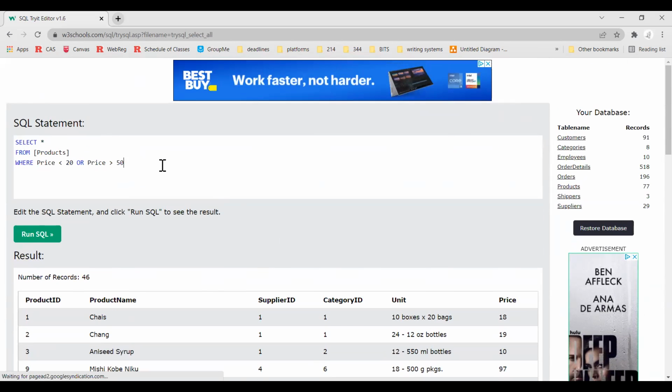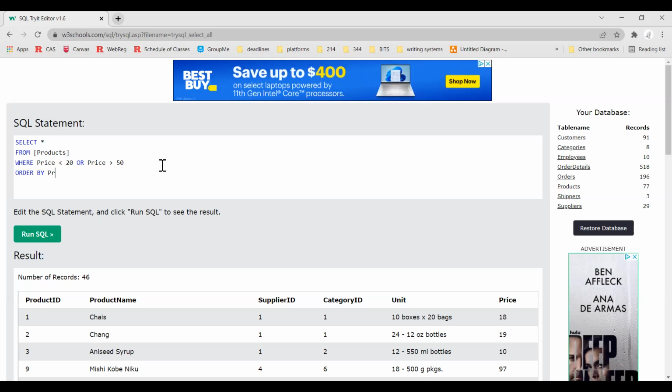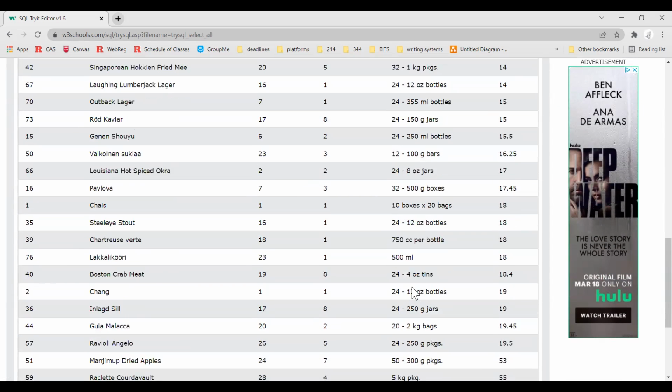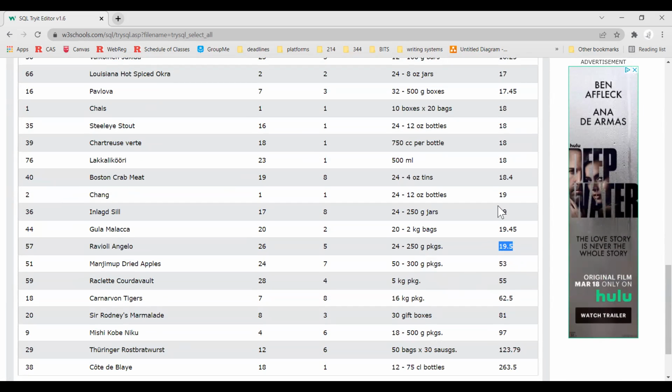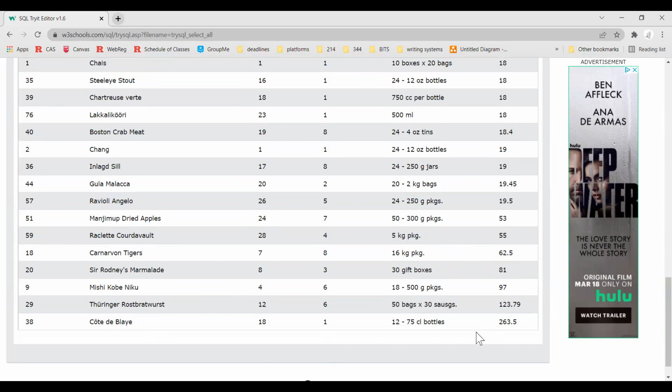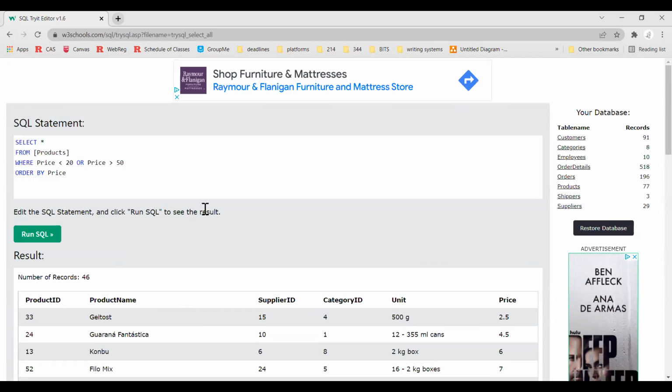And make it easier on ourselves, we can sort by the price. All right. So now we can see the cutoff here. So all of these are less than 20, and all of these are greater than 50. And we have our wonderful, really expensive wine here. All right, and we just saw that wine price.